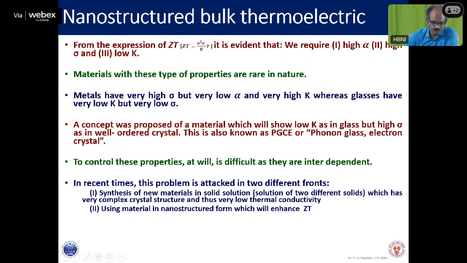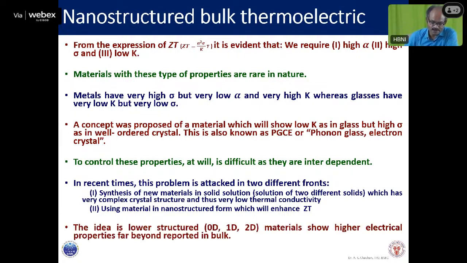What were those two fronts? Synthesis of new materials in solid solution. So a solution of two different solids which has a very complex crystal structure and thus very low thermal conductivity. If the structure is different and very complex, it will have low thermal conductivity.